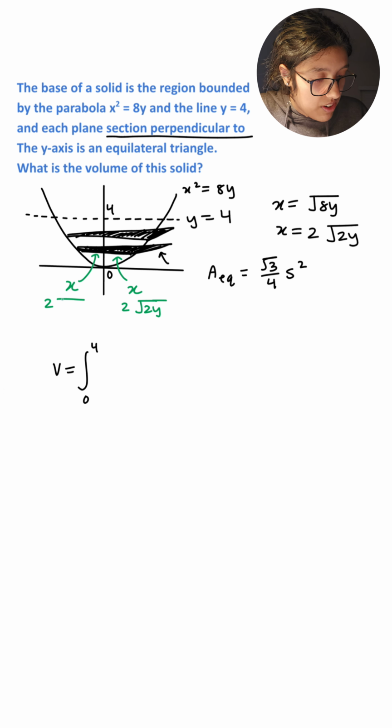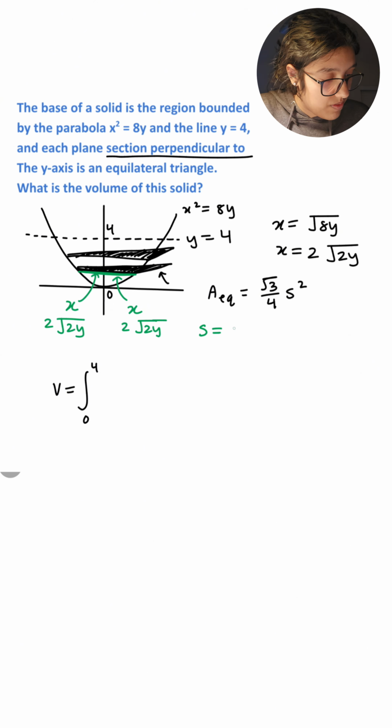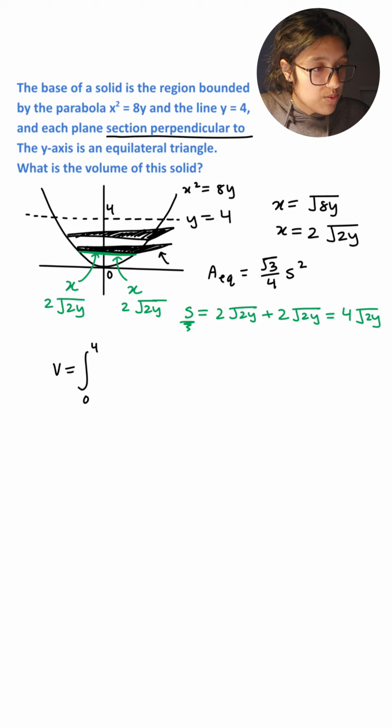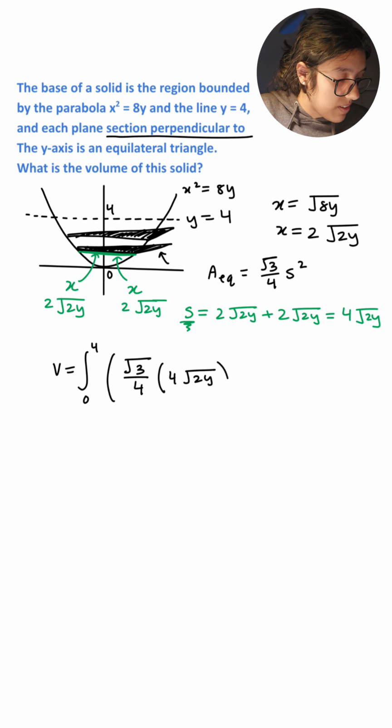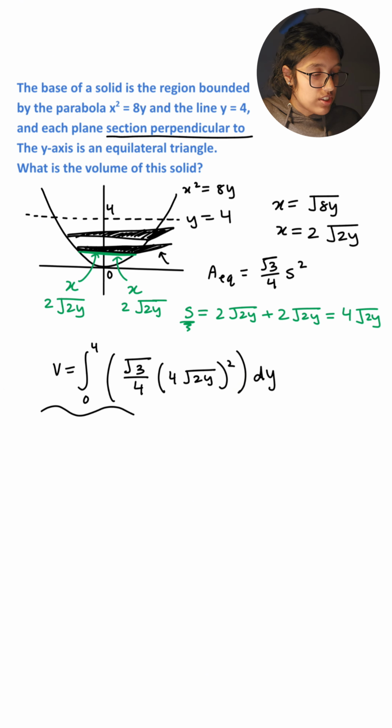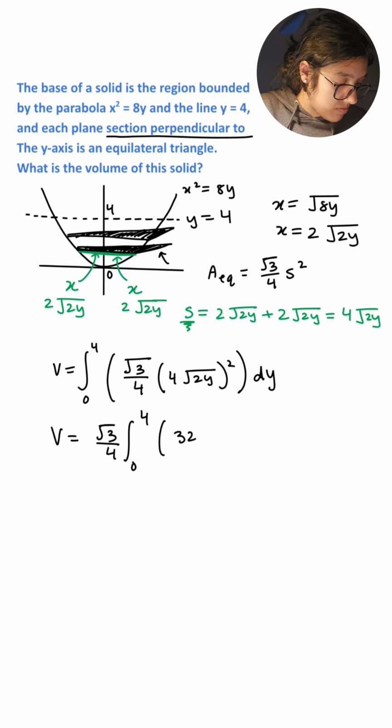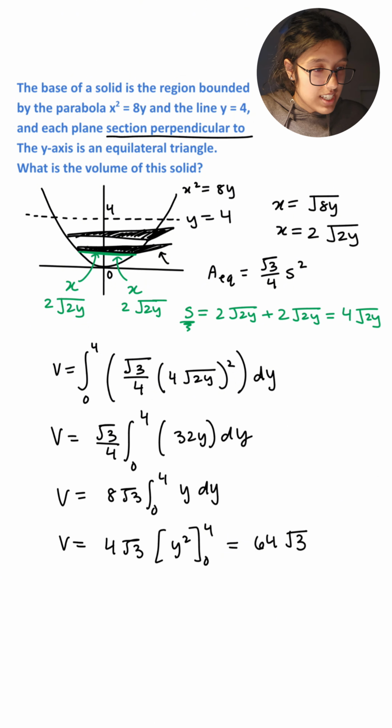And then we're going to have another value of x right over here. So now this whole entire side is going to be this plus that right over there. So that is going to be s. So that is s right over there. And now I'm just going to write square root 3 over 4, and then we already found s, which is 4 root 2y, squared, dy. And now I just need to simplify this. And our final answer is going to be 64 root 3.